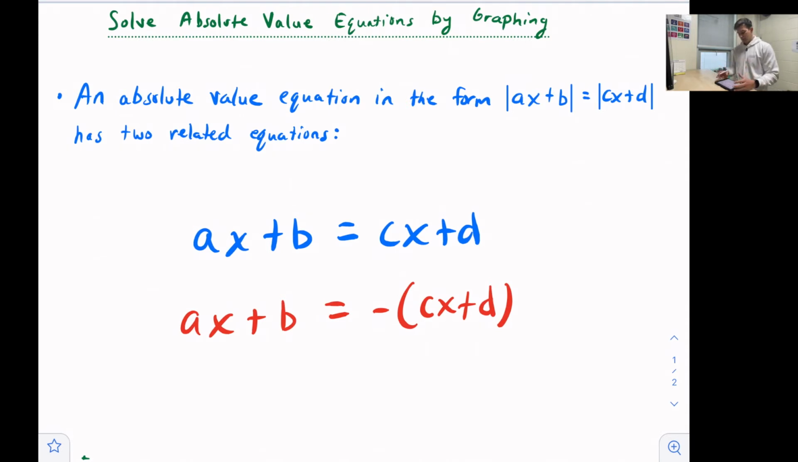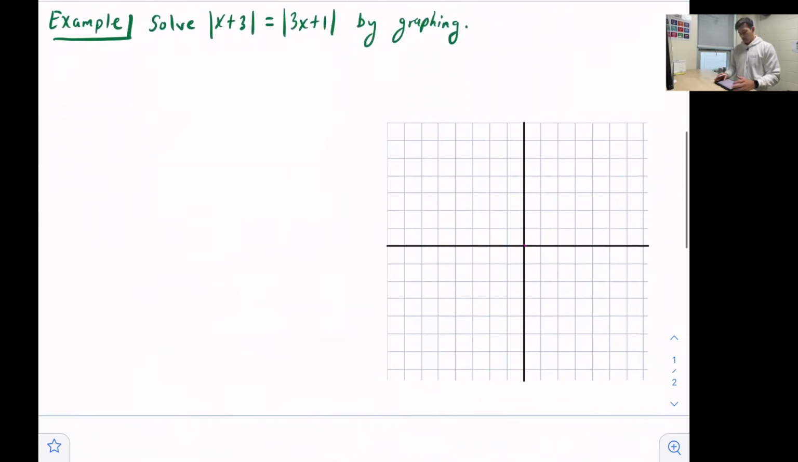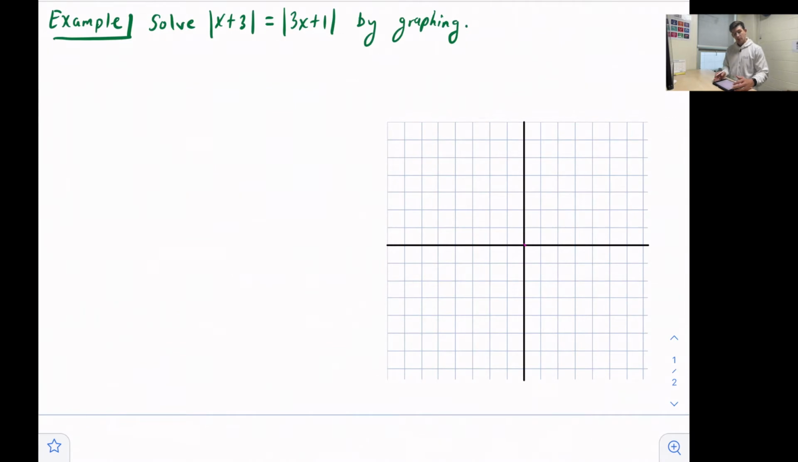which is still true, right? Okay, so we're going to solve an example by graphing, and then we'll check our work by solving the equation by showing our work. So we're going to write our two equations, and basically we're going to solve two systems of equations, because remember, we could have two answers to an absolute value.